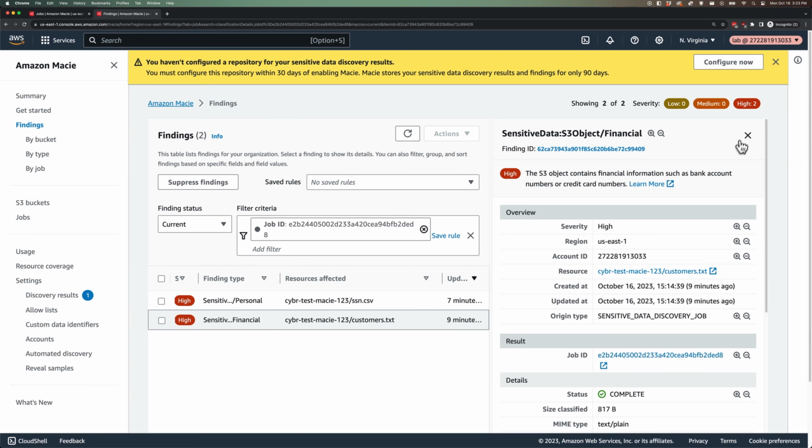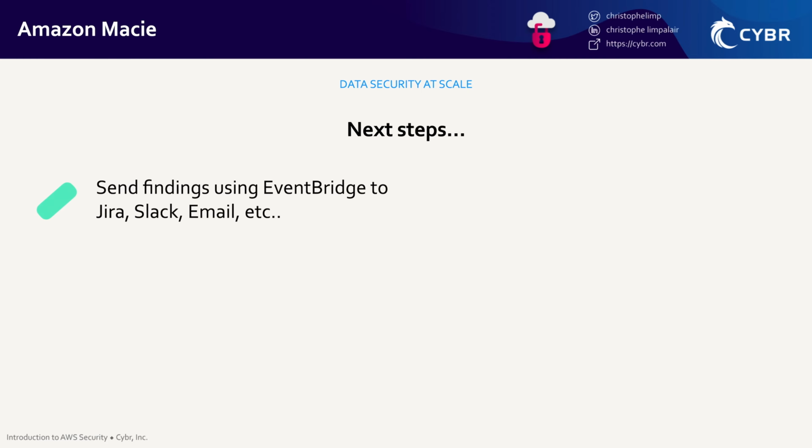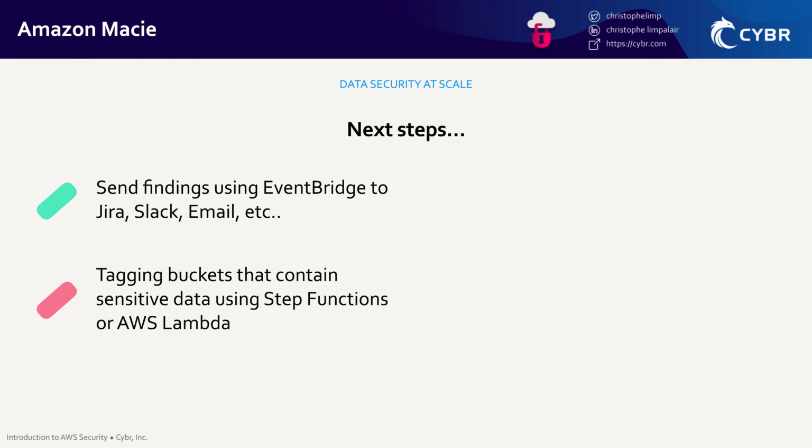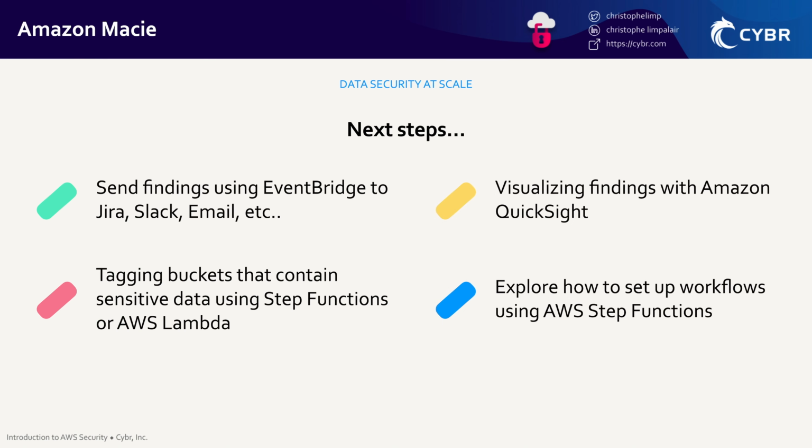So as a next step, you'd want to configure your S3 bucket for long-term retention, and then you would want to look at configuring automation or other types of workflows like sending findings using EventBridge to Jira, Slack, email, things like that, tagging buckets that contain sensitive data using something called step functions or AWS Lambda, visualizing findings with Amazon QuickSight, which is a data visualization service, or just all around exploring how to set up workflows using AWS step functions, which we haven't discussed, but that can be used to create workflows in order to protect your data.